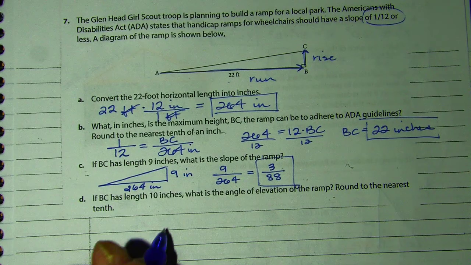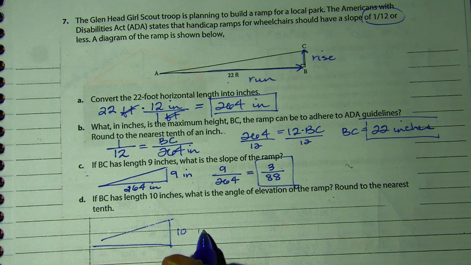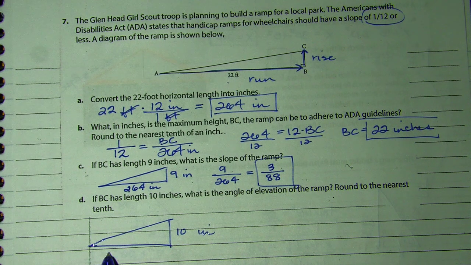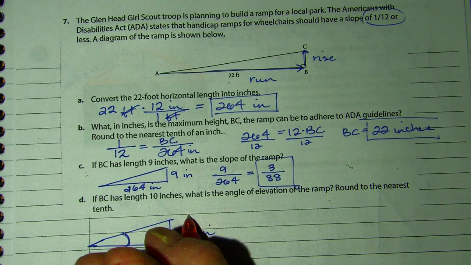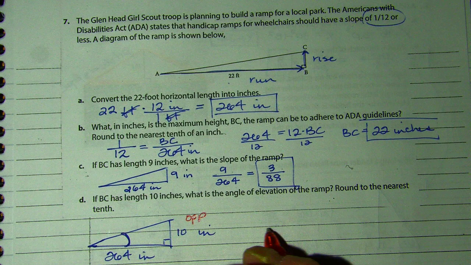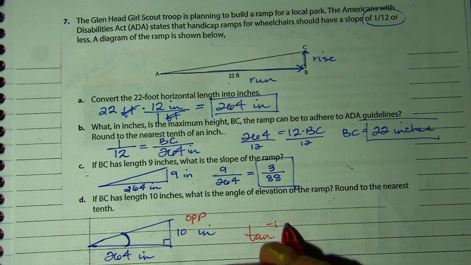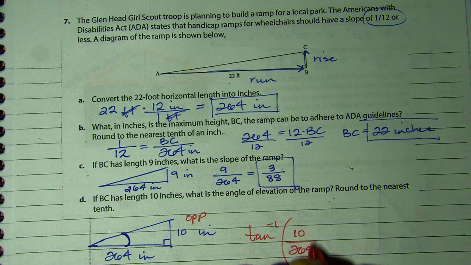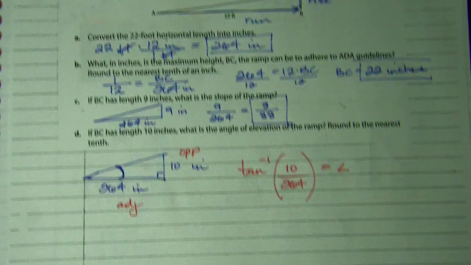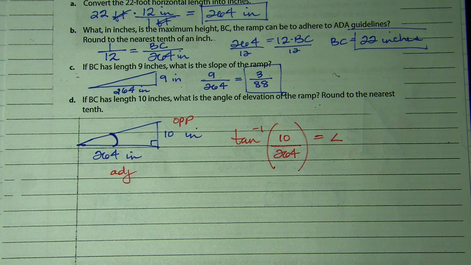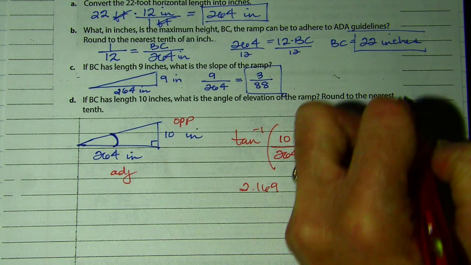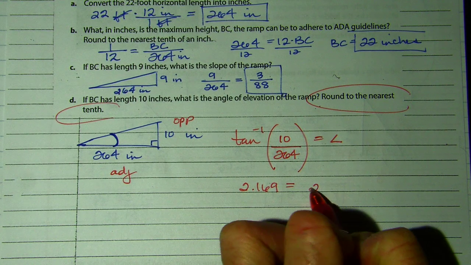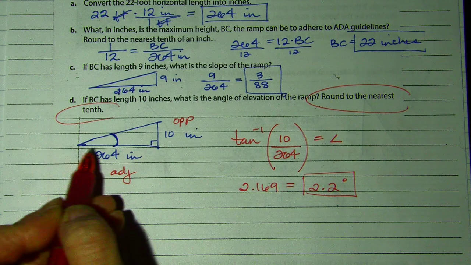If BC has a length of 10 inches, what is the angle of elevation? And we know this is 264 inches. So they want to know this angle right here. So I have opposite and adjacent. So tan inverse, because I don't know the angle, of 10 over 264 will tell us our angle in degrees. So the tangent inverse of 10 divided by 264, I got 2.169. Said round to the nearest tenth, so 2.2 degrees is this angle right here.